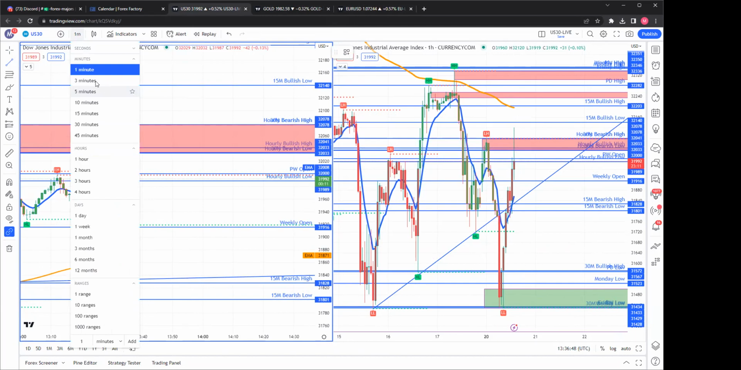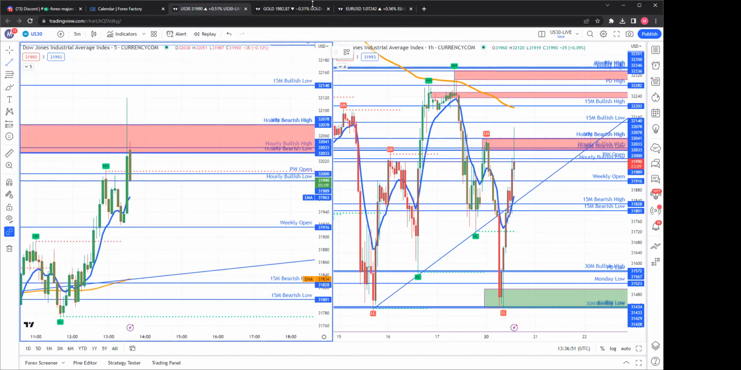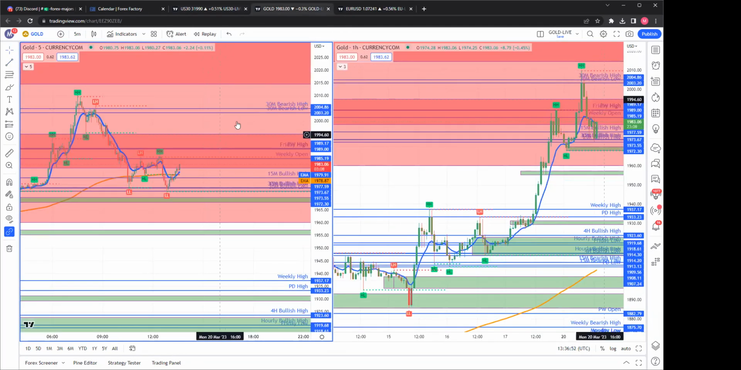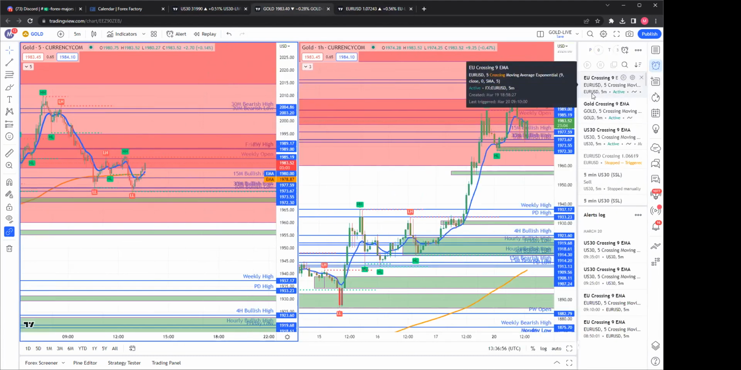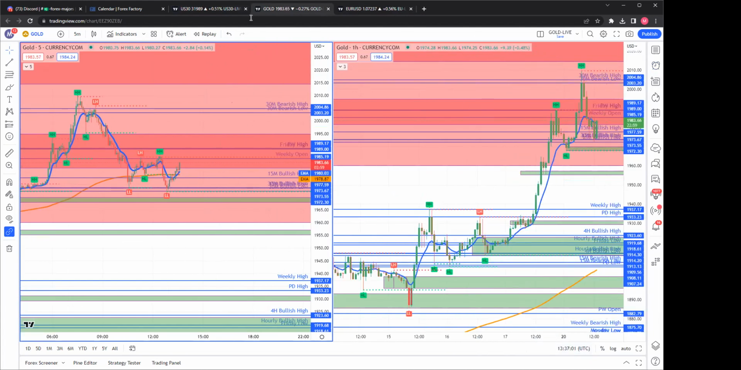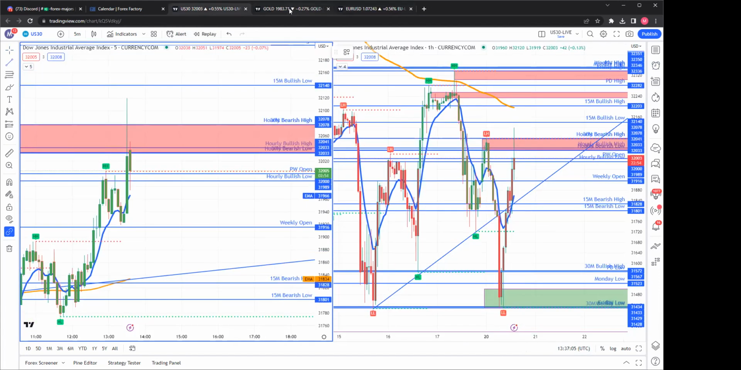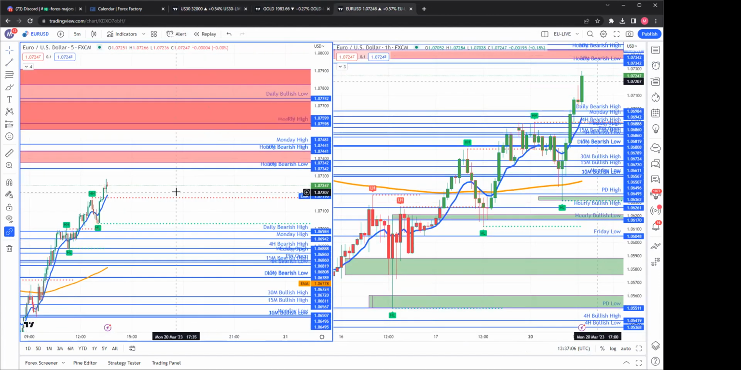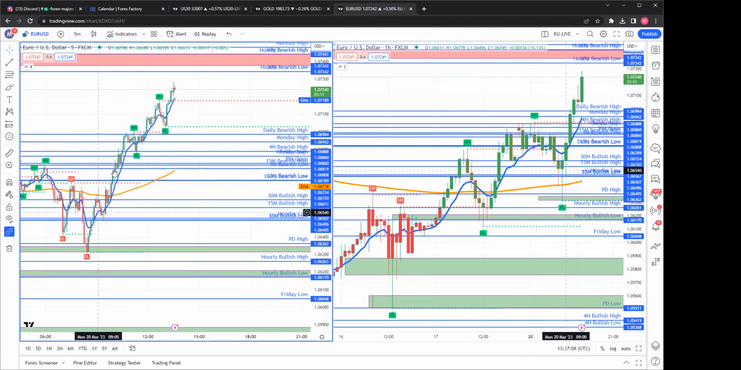So I've started playing around with alerts. Right now I have an alert for gold, and so if you guys see my alerts, I have gold, US 30, and EU sell alerts. How I've configured those alerts is to alert me when price closes below the 9 EMA. So you guys can see how EU has just been trending up, right?